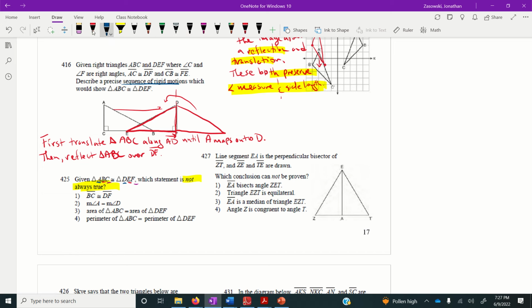Now, the other option you can do is just to draw yourself the two triangles and label them in the same order. So if we call it A, B, C in that order, we have to call this D, E, F in exactly that order. So if BC is congruent to DF, look at that, they're not even in the right spots. BC is the last two letters, and D and F are the first. So this is not always true. It could be equal if this was equilateral, but we don't know that, so that's why it's not always true.